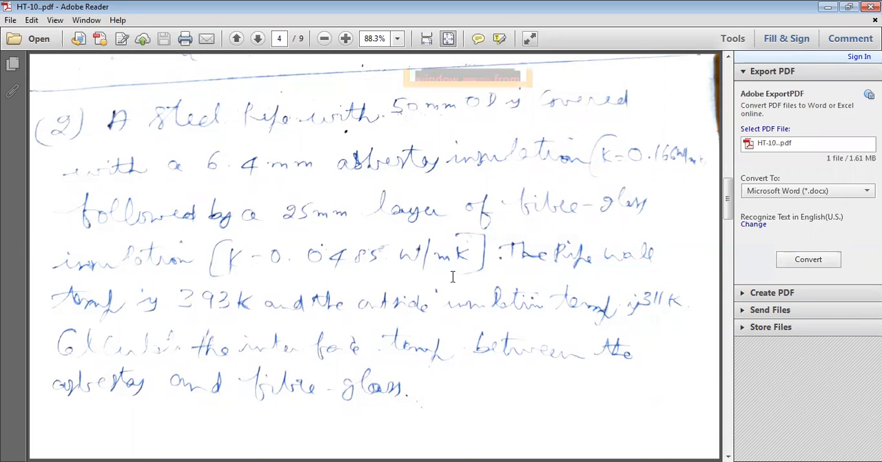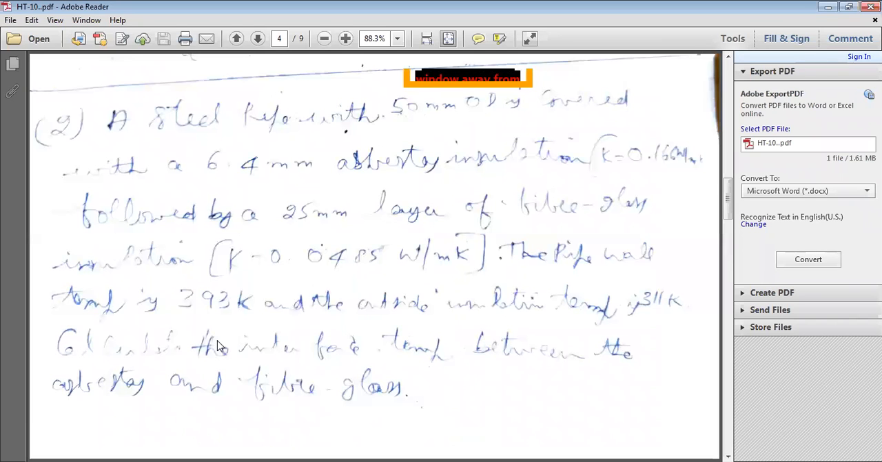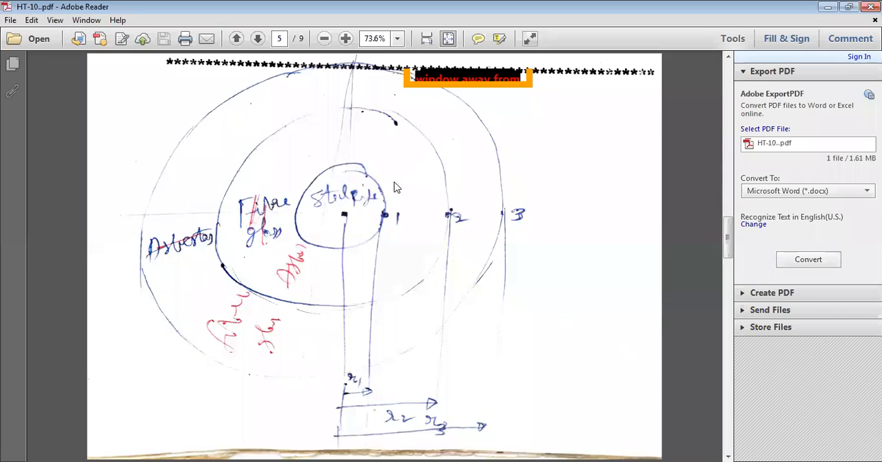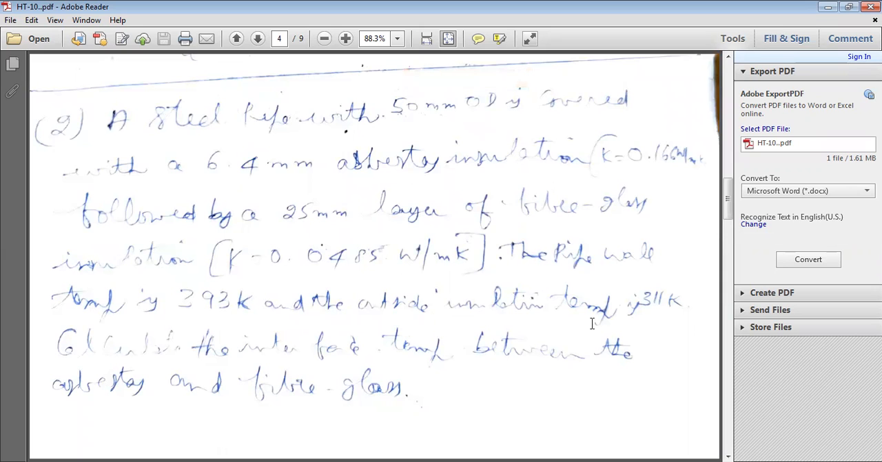The pipe wall temperature means here at the outer radius or outside diameter, wall temperature is 393 Kelvin. And the outside insulation temperature, this is insulation 1, insulation 2. Outside insulation means here, that is at the point 3 at the outside. Insulation temperature T3 at the outside is 311. Calculate interface temperature between the asbestos and fiberglass.